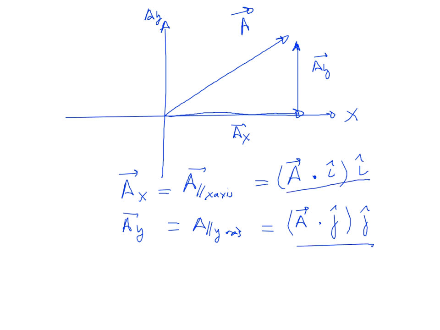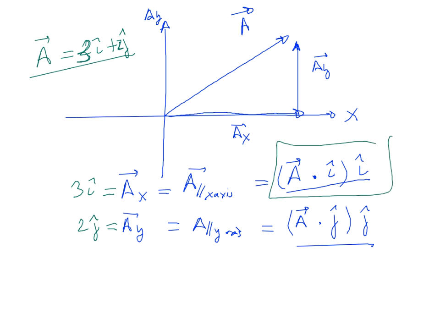Let's pick a case that is a chicken and egg case. Let's imagine that we know or are given A such that A is equal to 2I plus J. Or let's say 3I plus 2J. Obviously, what is AX? AX is 3I. AY is 2J. We knew that right off the bat. Okay? No problem. Let's make sure we get the same value using this definition.